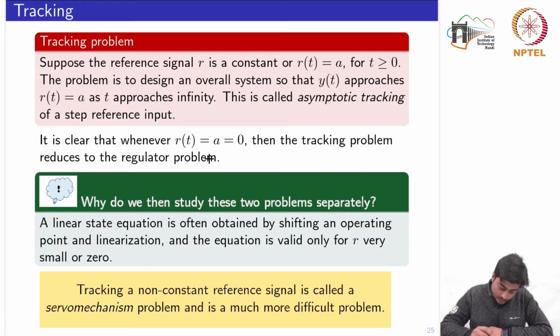Now suppose the reference signal is no longer a constant signal, but a time varying signal, let's say a sinusoidal signal. Then that problem is called a servo mechanism problem, and that is a much more difficult problem. So we won't be addressing the servo mechanism problem, but along with the solution of the tracking problem, those problems could also be dealt with. So now we will see how you can achieve the tracking for any constant reference signal.